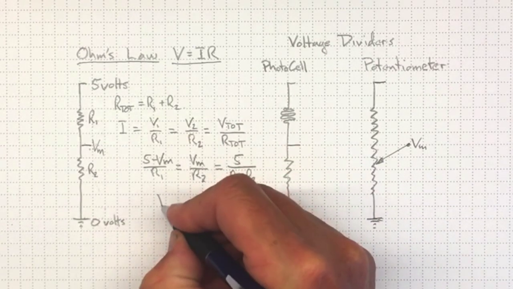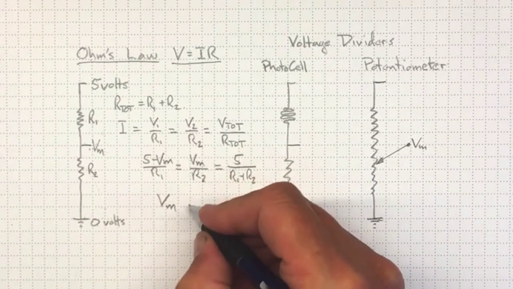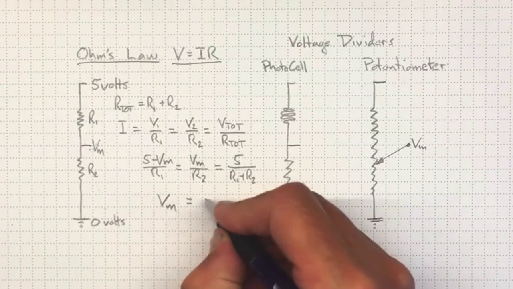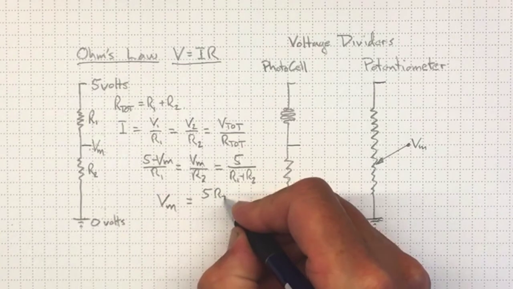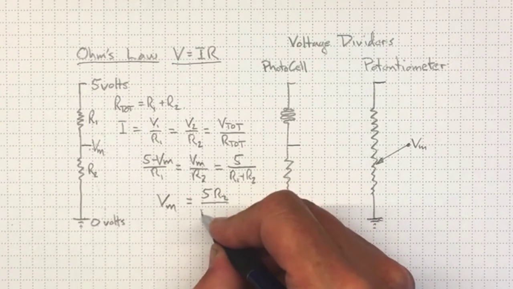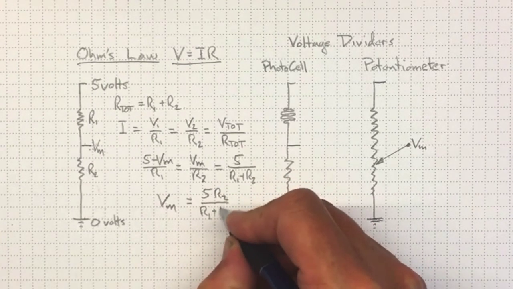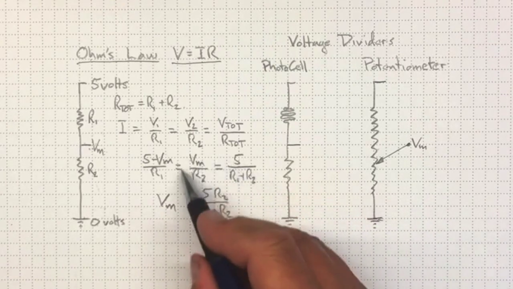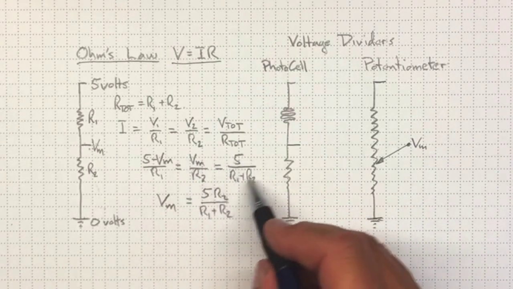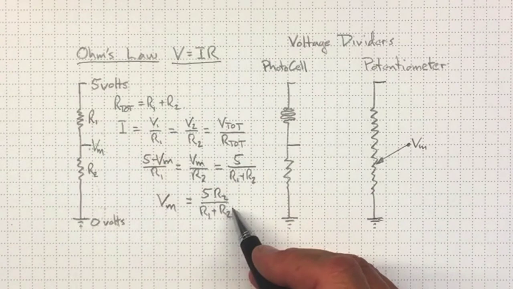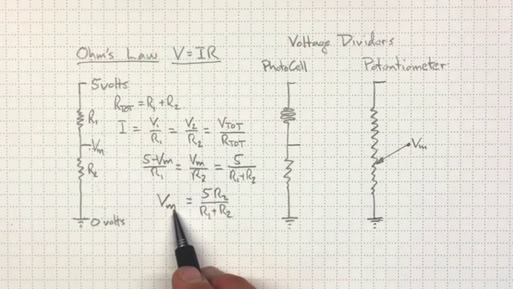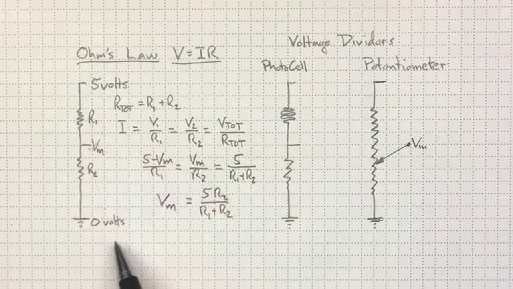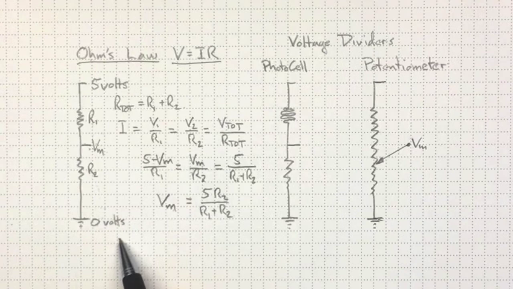So as a result, we'll expect the measured voltage in between to be equal to 5 times R2 divided by R1 plus R2. Just going from this equation here, these two values here. So if we knew the resistances, we could find out the measured voltage, or we could invert this, and if we knew the measured voltage, we could find out the resistances.